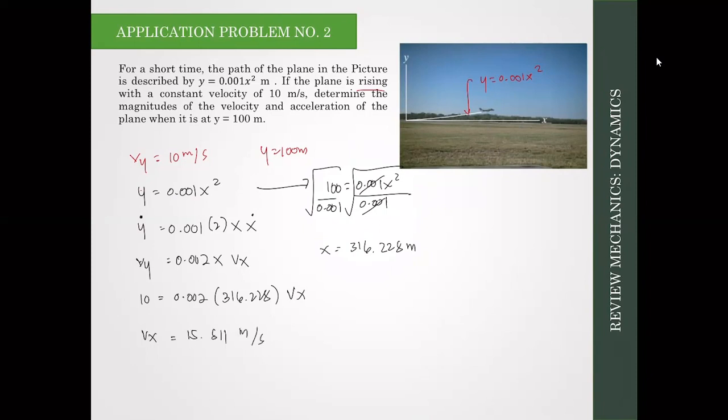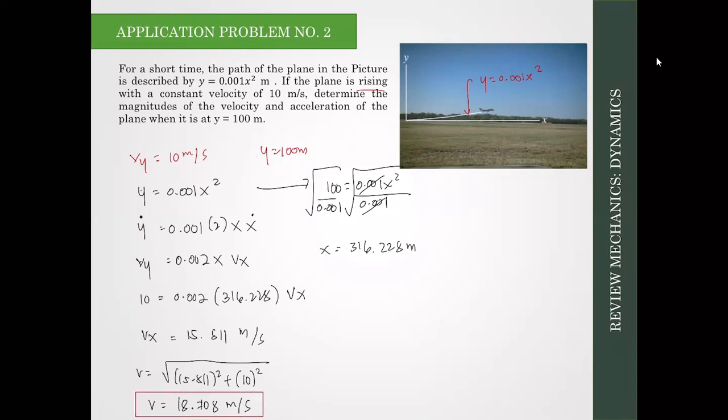Since velocity tayo. So, meron na tayong value ng Vx, meron na tayong value ng Vy. So, substitute lang natin. And that will be V is equals to square root of 15.811 squared plus 10 squared. So, value of velocity natin, that will be 18.708 meter per second. So, magnitude of the velocity. So, ito yung magnitude ng velocity natin.